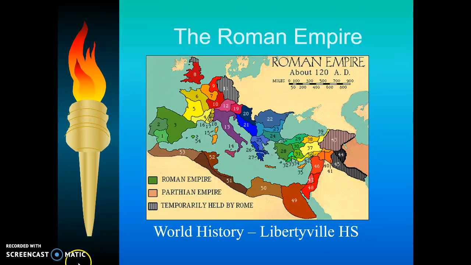Hey class, we're going to try something new, the disembodied Duffy voice, talking about the Roman Empire. As you can see, this map shows the Roman Empire in all of its grandeur, about 120 AD.